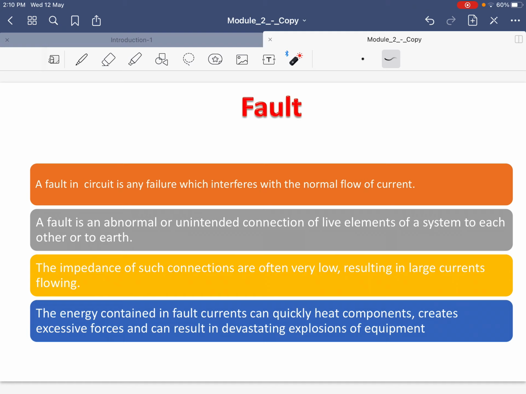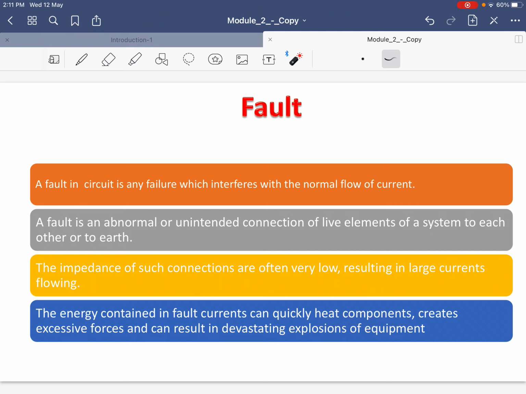Then the energy contained in the fault current can quickly heat components. That is, we know that whenever a fault occurs, the current is very high. If the fault persists for a longer time, then heavy current will flow in the system. Because it persists for longer, heat is produced, and because of the heat, the components in the power system get affected.